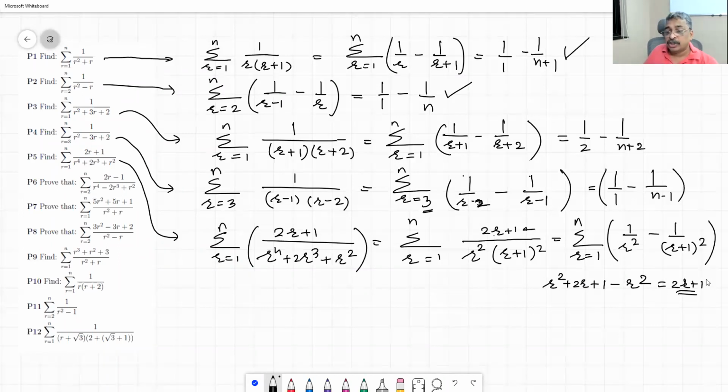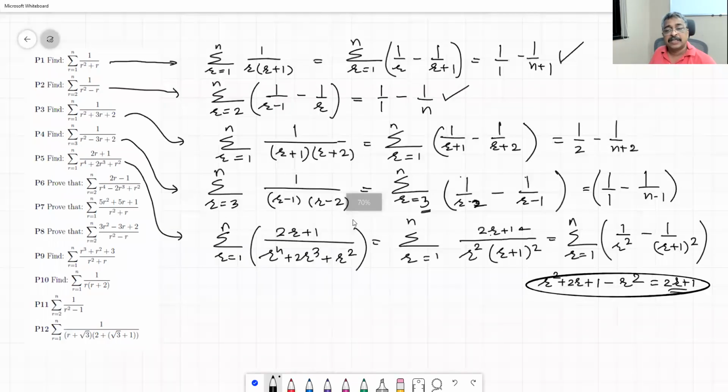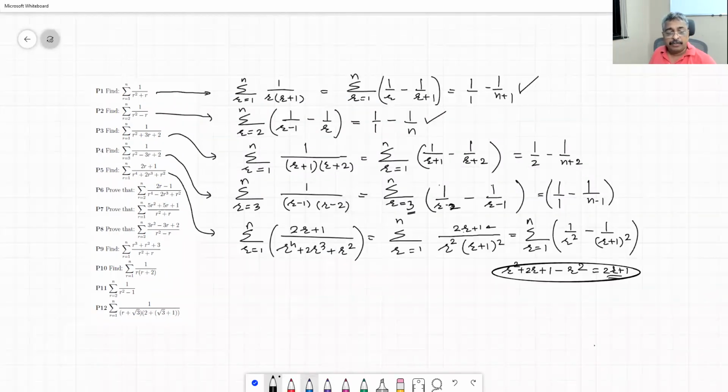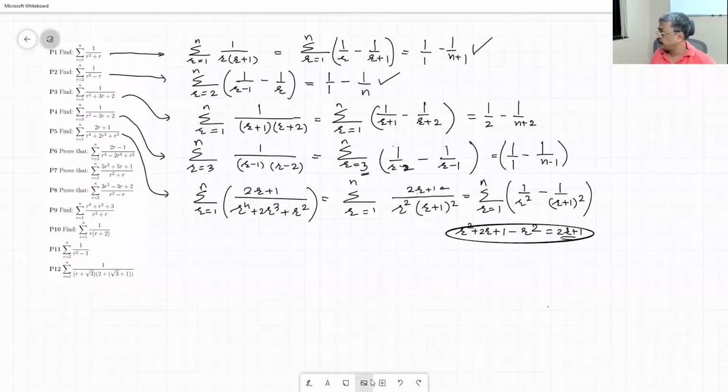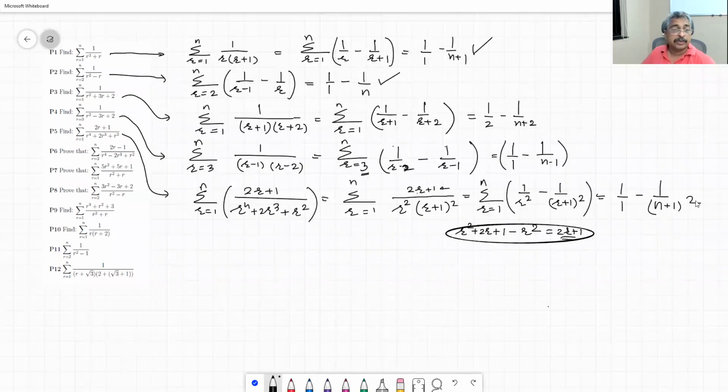So unless you check this, you cannot declare that your telescopic setup is done, and hence the answer in this case will be 1 upon 1 minus 1 upon n plus 1 whole square.